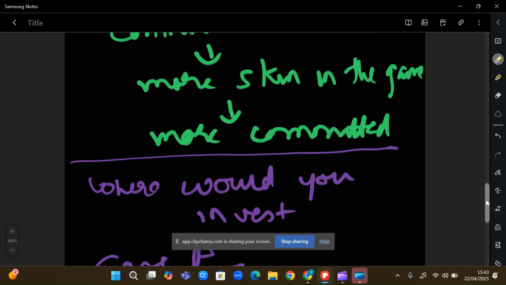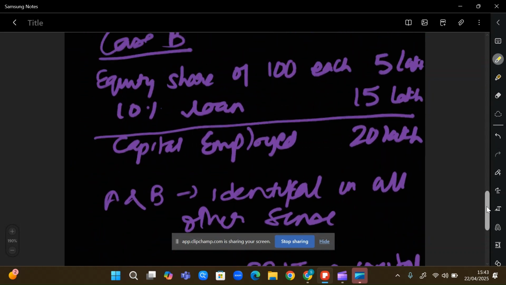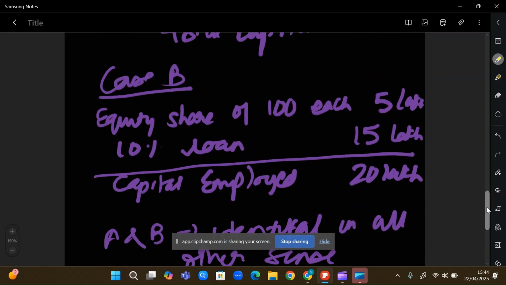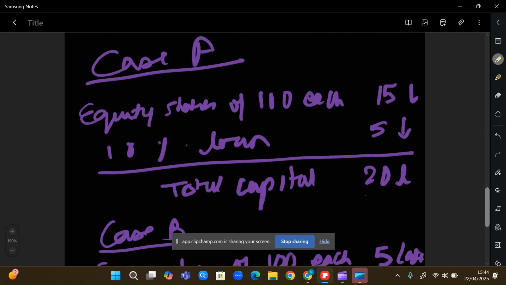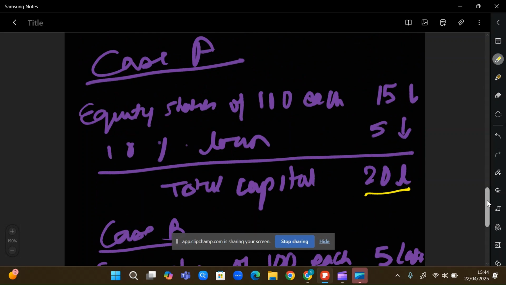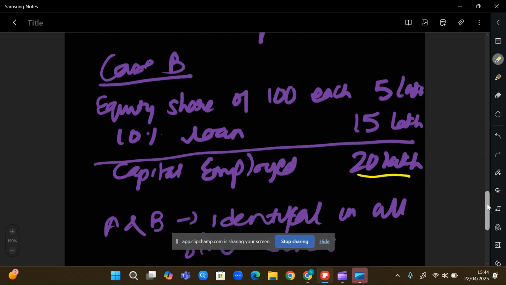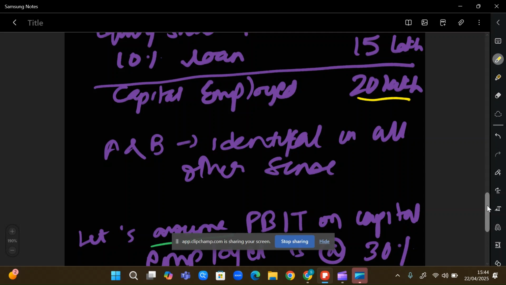Now we will come to the second situation of an equity investor. Where would you invest for the two situations that are given? In both the cases, capital employed is 20 lakhs. In the first case, the equity shares are of 100 each and the total equity shares amount to 15 lakh, while in the second case, total equity shares amount to 5 lakhs. In the first case, the loan taken is 5 lakh rupees at 10%, and in case B, the loan is 15 lakh. We must say here that A and B are identical in all the ways, like functioning, manufacturing, operations, management, etc.